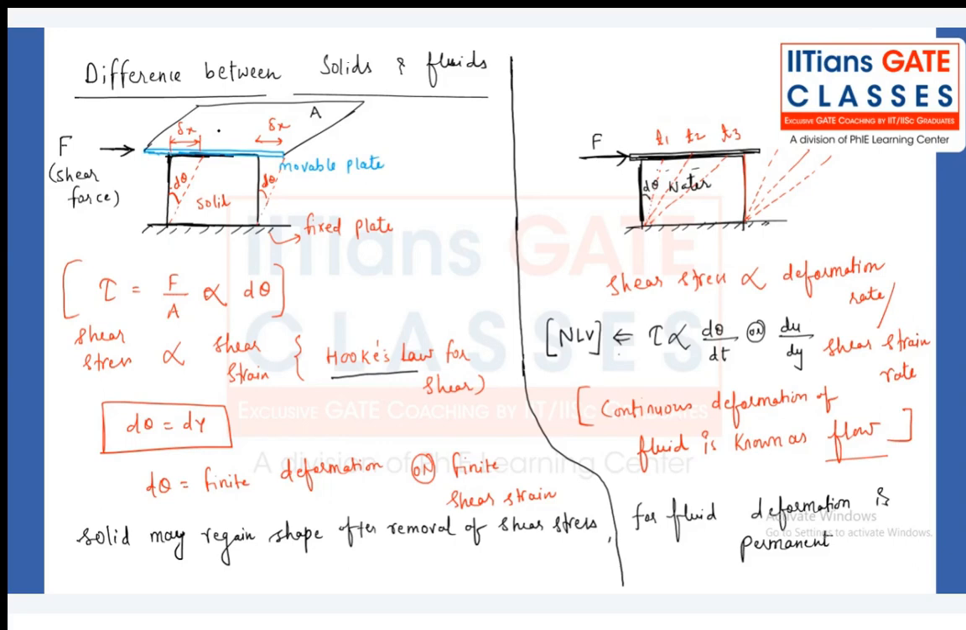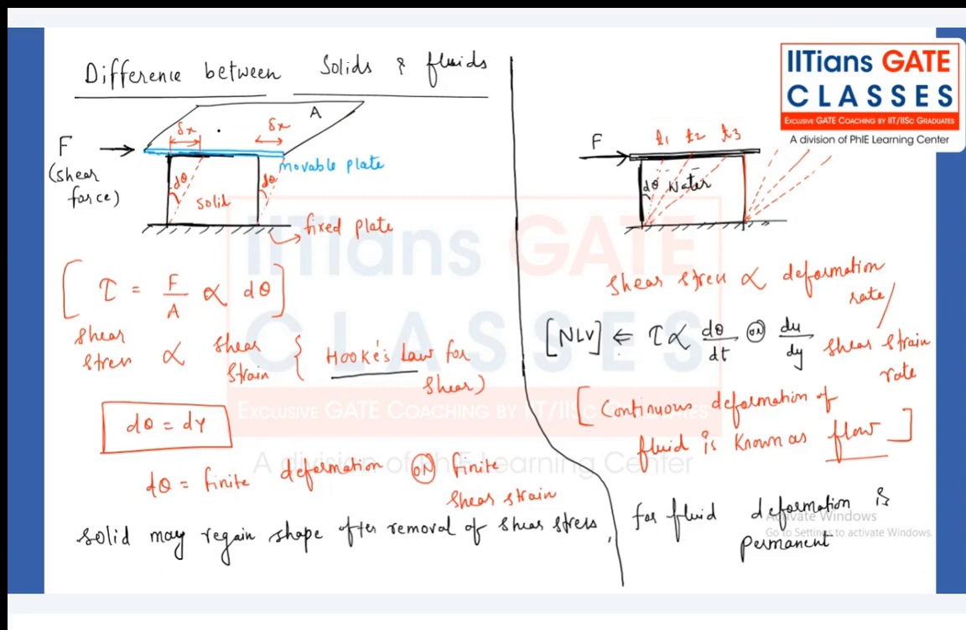Let's say the area is A. Surface area is A. So if I divide the shear force by the area, I will get shear stress. That shear stress will be directly proportional to the angular deformation. We also say shear stress is directly proportional to shear strain. This particular law is called Hooke's law for shear.